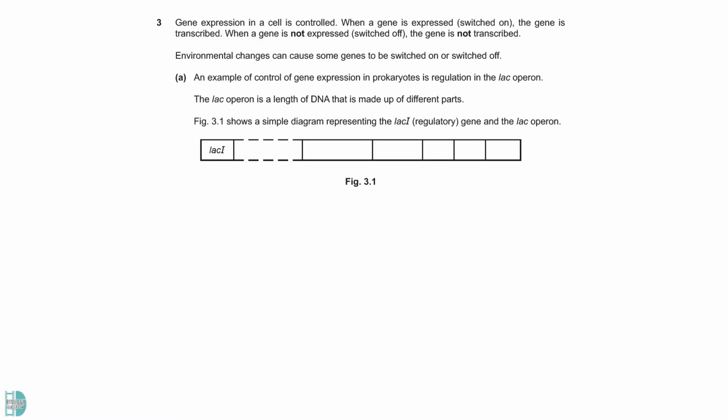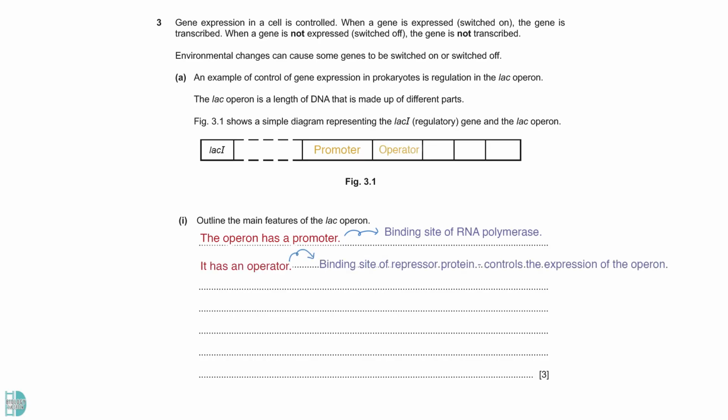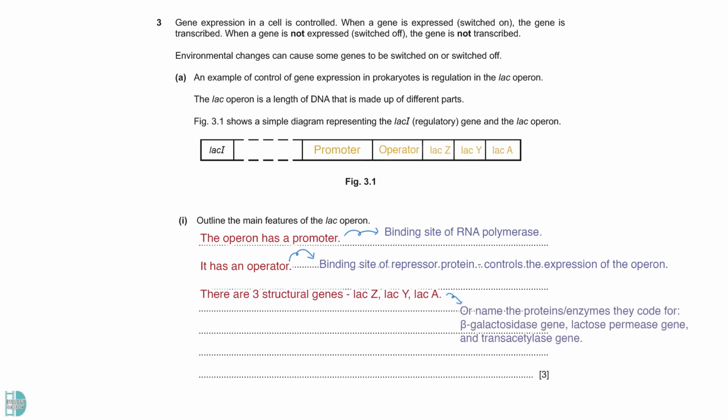Question 3 talks about gene expression. A1 shows the lac operon, and you are asked to outline its main features. The lac operon has a promoter, which is the binding site of RNA polymerase. It has an operator, which is the binding site of the repressor protein. The binding controls the expression of the operon. There are 3 structural genes, lacZ, lacY, and lacA. You can also get this mark by naming the proteins they code for.